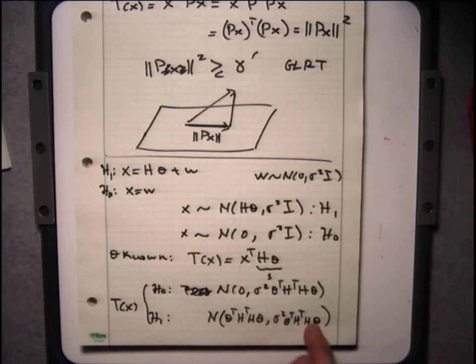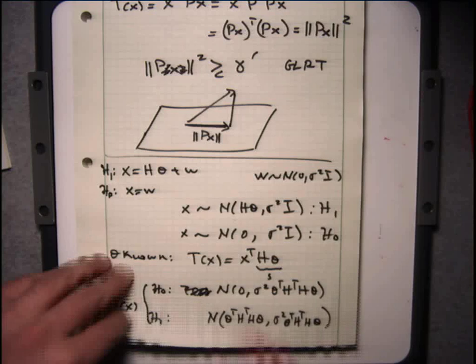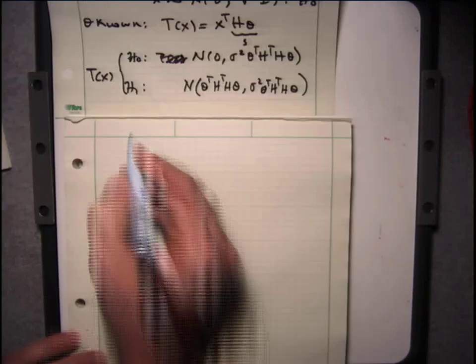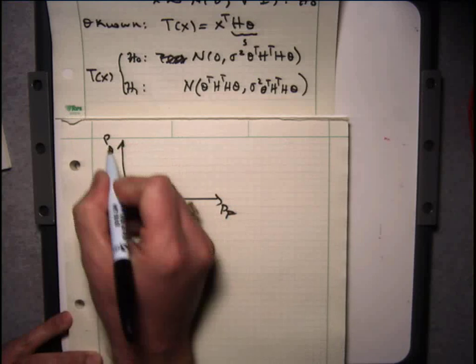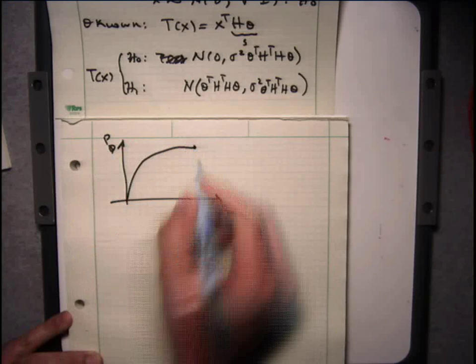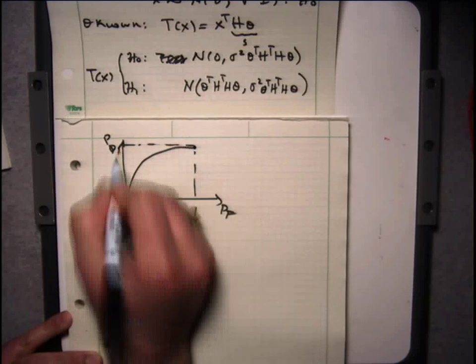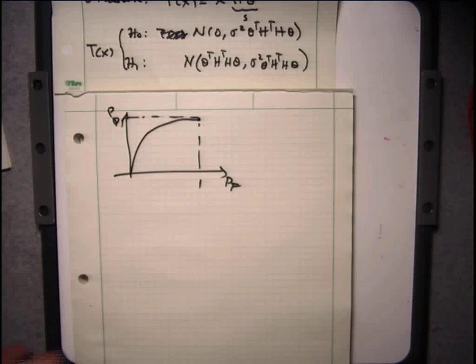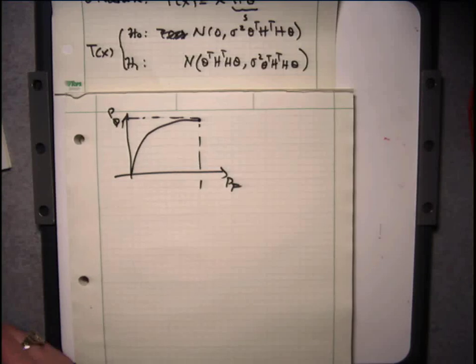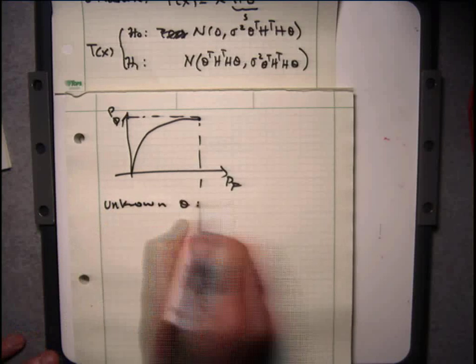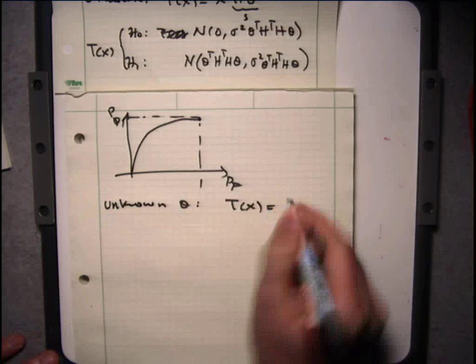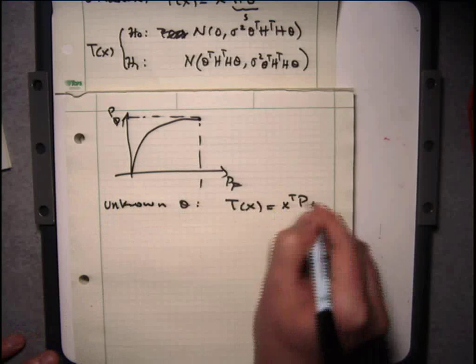So for the known theta case, we could specify this performance. We have two Gaussians, then we can plot the receiver operating characteristic, the ROC curve, and it would look something like this. This is 1, 1. Now, what about the case where we don't know theta? When we don't know theta, your test statistic is a little different. This is x transpose P x.